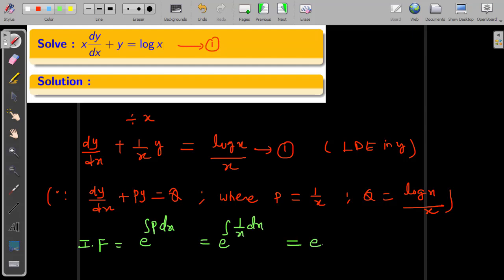The integral of 1 by x is log x, or you can use ln x; the result is the same. So apply the rule: e power log f of x is f of x, which means here e power log x is x. The result is x. Now this is my integrating factor.